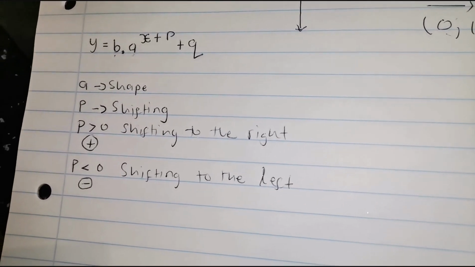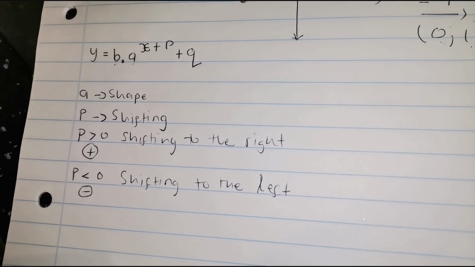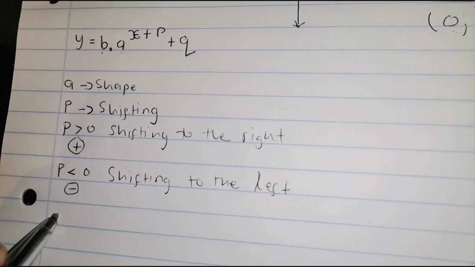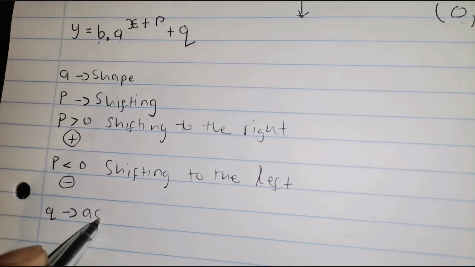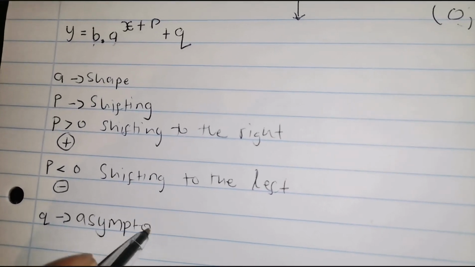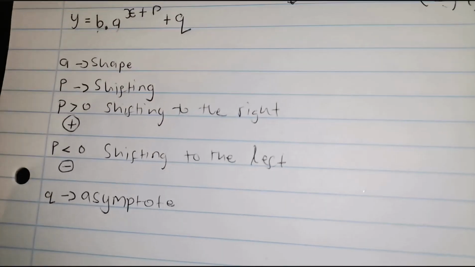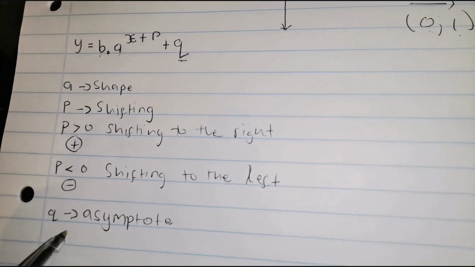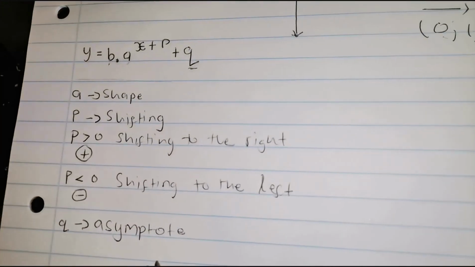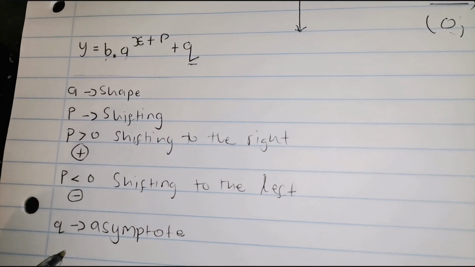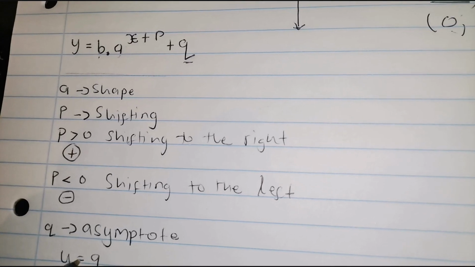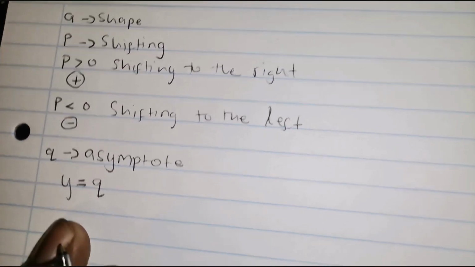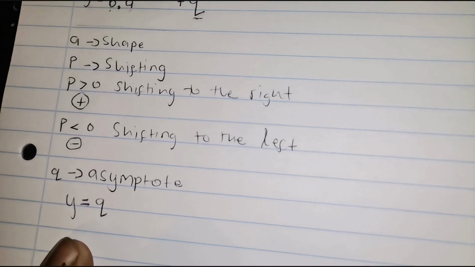Yes. Then let's come to q. In this case, q gives our asymptote. The exponential graph has got one asymptote, which is the value of q. For the function y equals b times a to the power x plus p, plus q, the asymptote is y equals q. When you are asked to determine the equation of the asymptote of this function, you just say y equals q. You are done. I hope you understand.